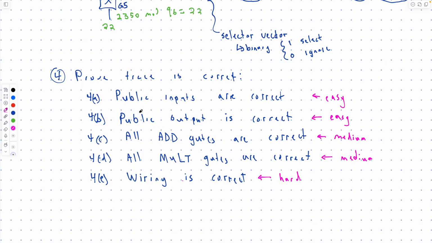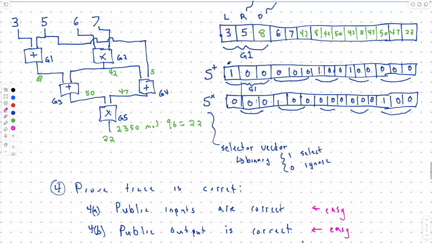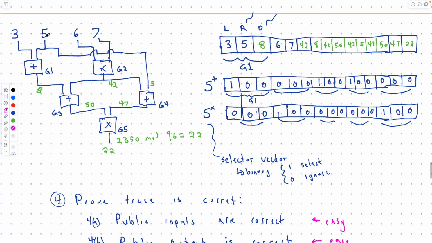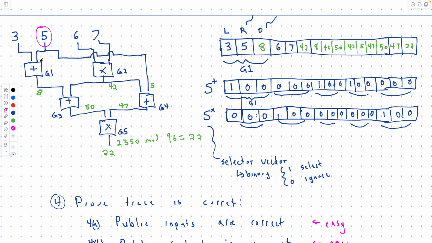But for now, let's try and prove these first 4 properties. Then we'll worry about the wiring later. We'll save that for another day. Okay, let's do just one version of the first one. So I want to prove that public inputs are correct. Okay, let's take 5. 5 is a public input.